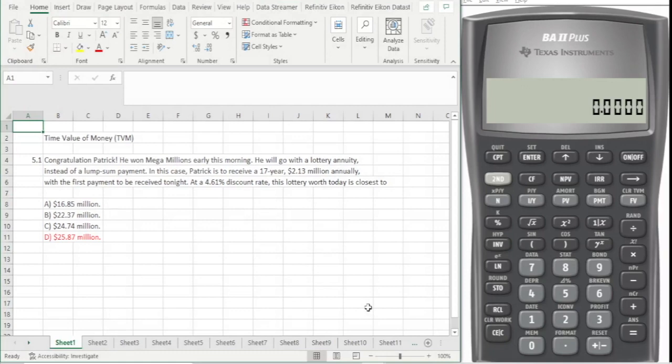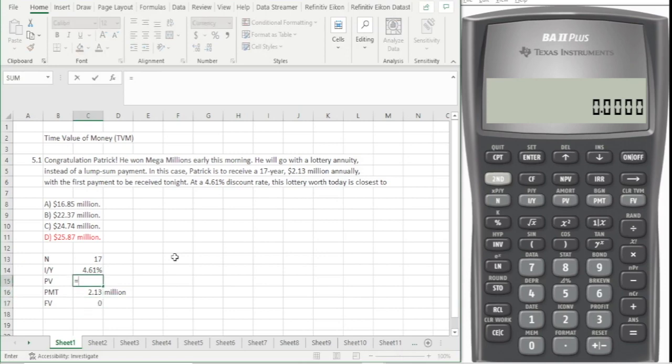Using Excel and a financial calculator, we will summarize and answer this question. Okay, let's collect information first: number of years, interest, present value, payment, future value. In this case, number of years is 17, interest rate 4.61%, payment 2.13 million, future value equals 0.